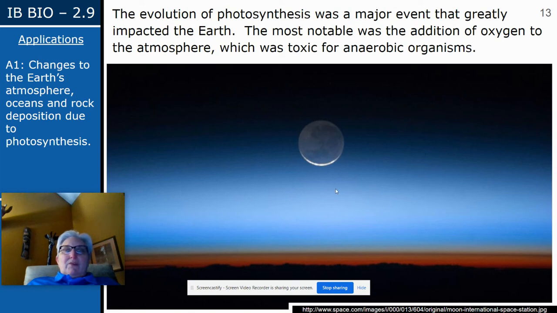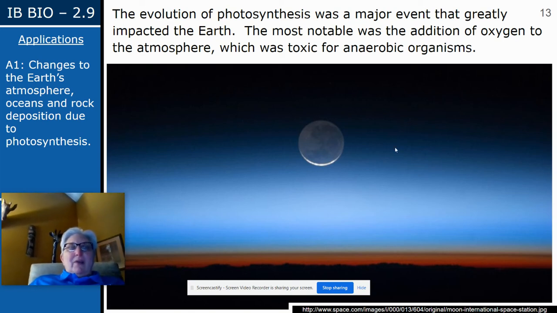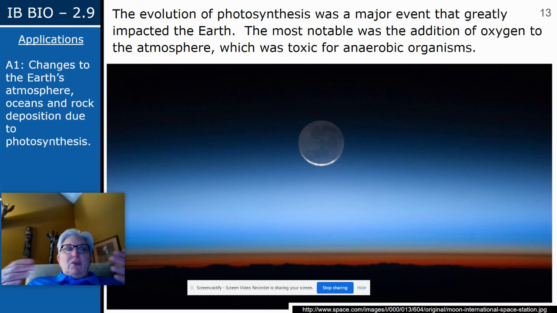Now, we know that photosynthesis was really a major event, right? Because up until organisms began to produce oxygen, we had an atmosphere here on Earth that really could not sustain life, and it was very toxic to organisms. So the evolution of photosynthesis really has contributed to making Earth a much more livable place.